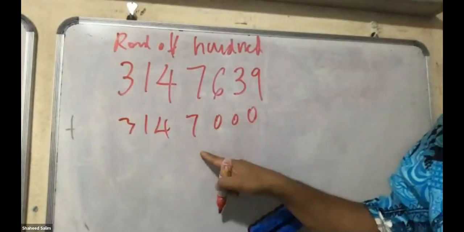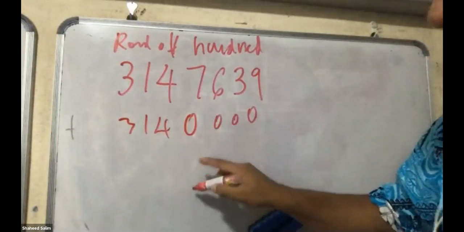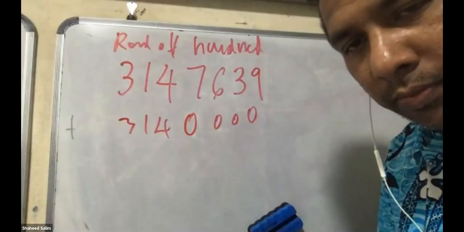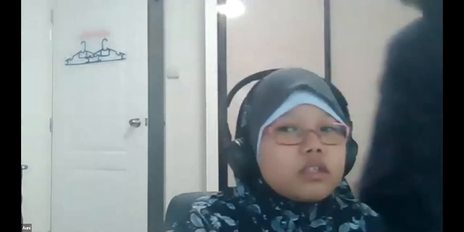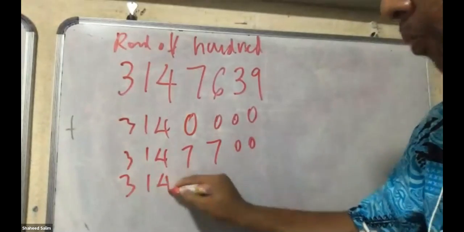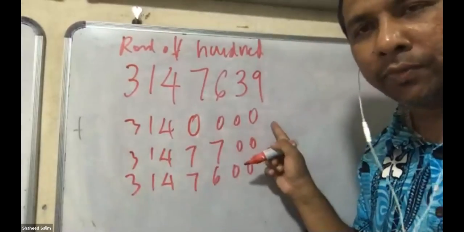3147000 like that. Or this one zero also. Okay, all right. What about Nayumi? Nayumi, what's your answer? 3147700. There's another one. Okay, so there are three possible answers. One of them is correct.